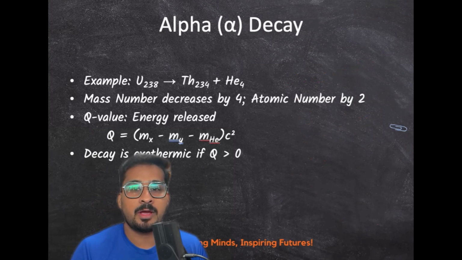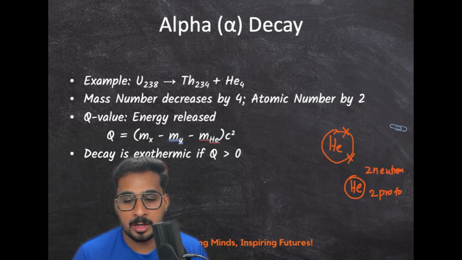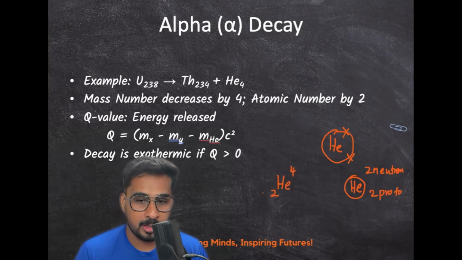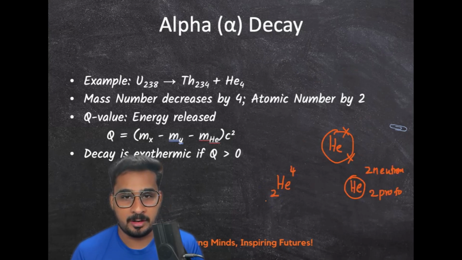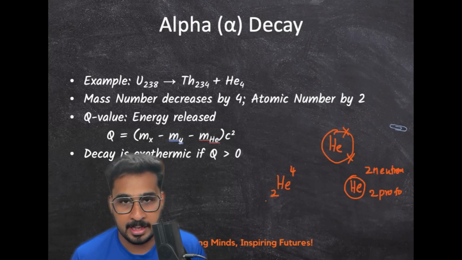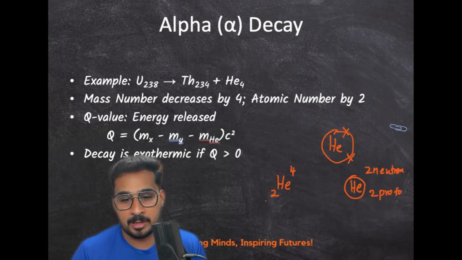Alpha decay means a helium nucleus will be released. A helium nucleus contains 2 protons and 2 neutrons, so the atomic number of helium is 2 and the mass number is 4. Helium-2,4 nuclei only is emitted, not the elemental helium. Just the nucleus of helium is called an alpha particle.